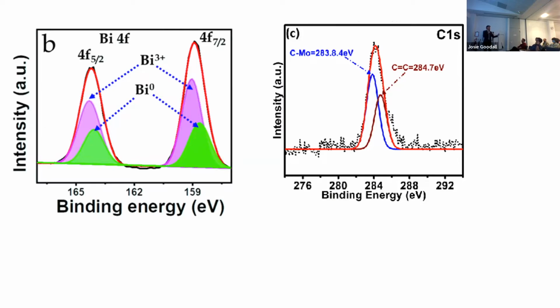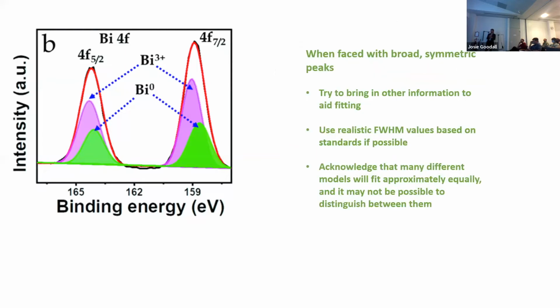But you can look at any other percent 53 plus that you want to. So in terms of satisfying referees, it can help in terms of actually finding out about your sample less. So another example with carbon, very, very common. Two components listed here, and again, you could fit those in kind of. So just some tips when faced with broad symmetric peaks, try to bring in other information to aid the fit.